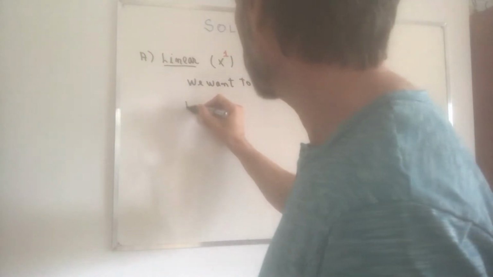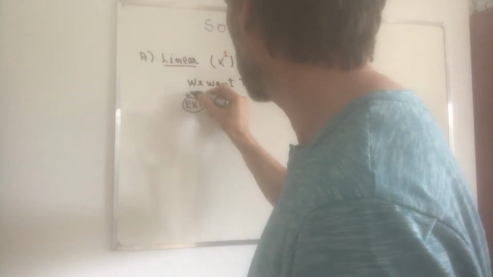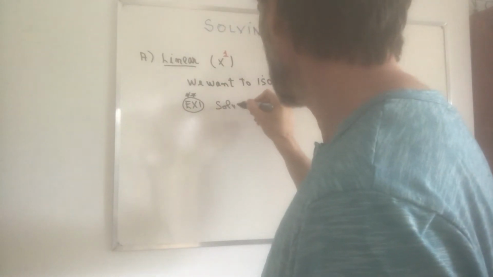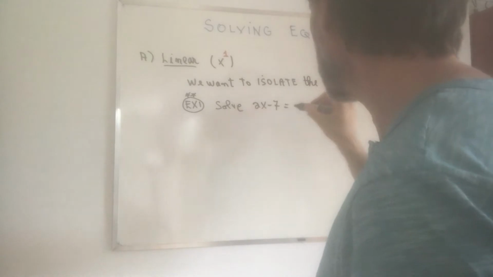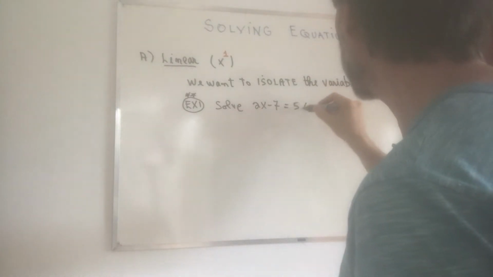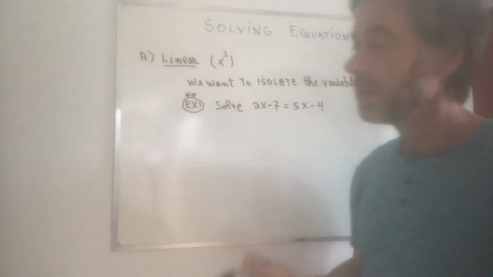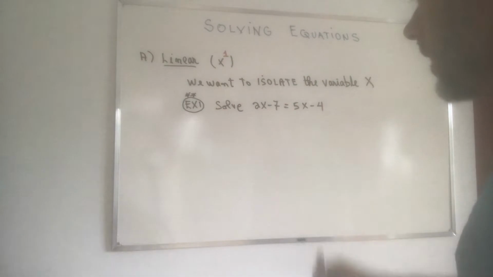So a very quick example. Example 1, all these are really straightforward. Solve 2x minus 7, notice x to the 1, so linear, equal to 5x minus 4. Both sides have an x to the 1. That's a linear equation. So what does that mean? We need to isolate x.